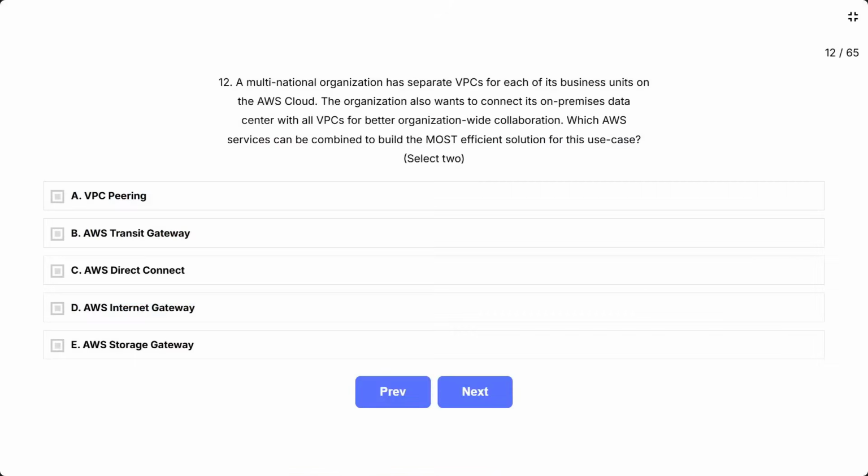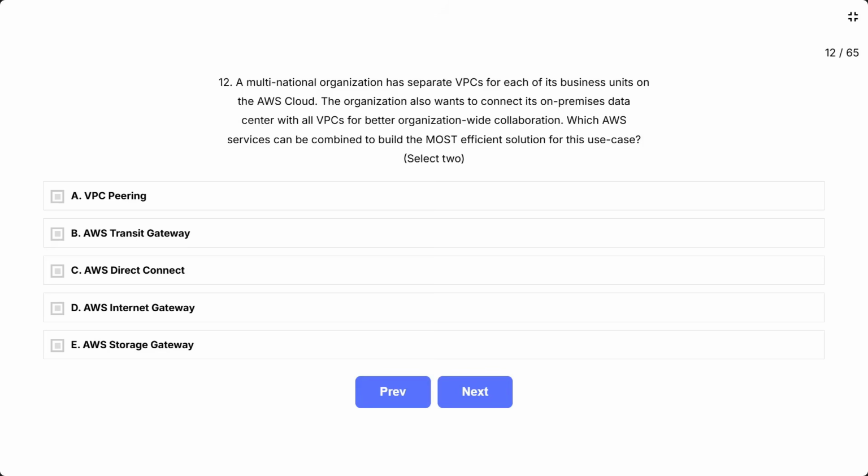Question 12. A multinational organization has separate VPCs for each of its business units on the AWS cloud. The organization also wants to connect its on-premises data center with all VPCs for better organization-wide collaboration. Which AWS services can be combined to build the most efficient solution for this use case?